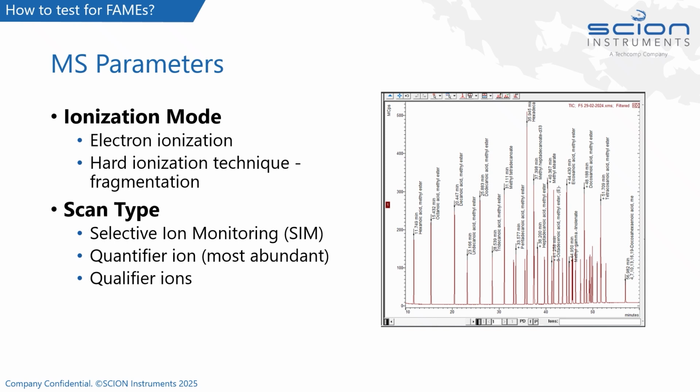Typically you will have 2 qualifier ions, and these will be the 2 next most abundant after your quantifier ion for each compound. Our MS Workstation software will automatically select these for you when you're building a method, and you can find our method development guides on the website as well. We have here a picture example of a TIC, or total ion chromatogram, and this is just showing the separation of all the 37 FAME compounds that were being analysed in this application.